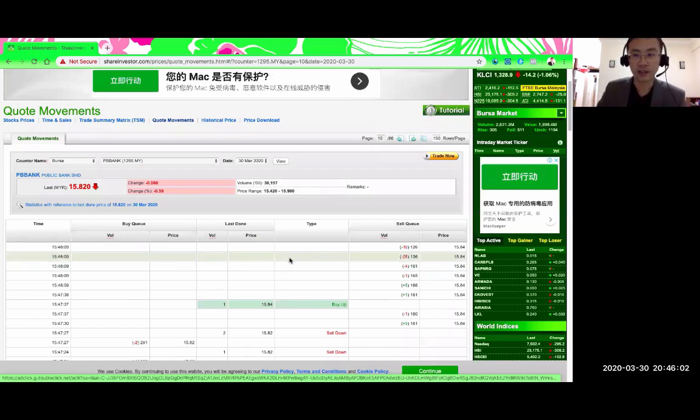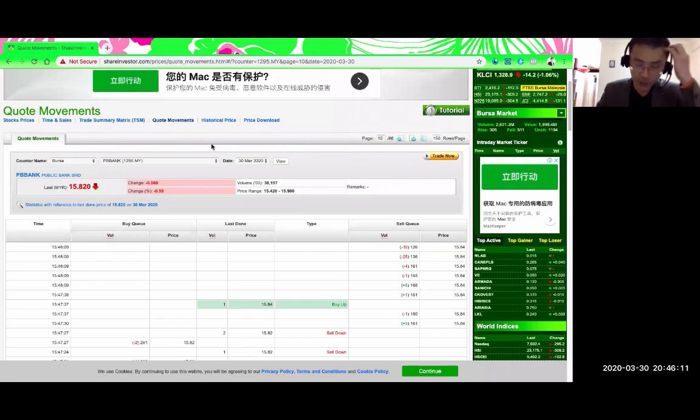Okay, if you are a day trader, then this is a very critical function. It's a very important function that can give you all the information you need about the big players, whether they are coming into or leaving the market. Okay, so this is the feature of quote movement.